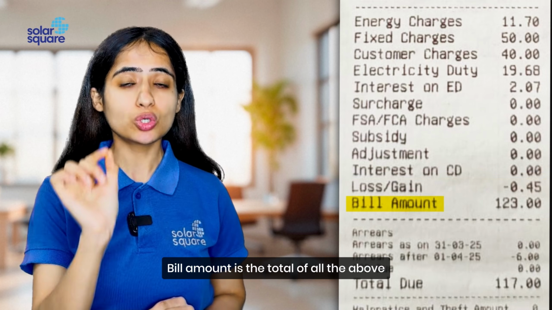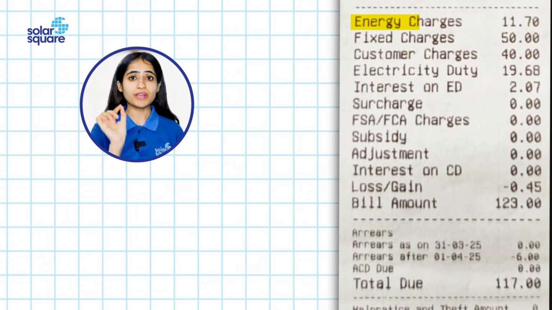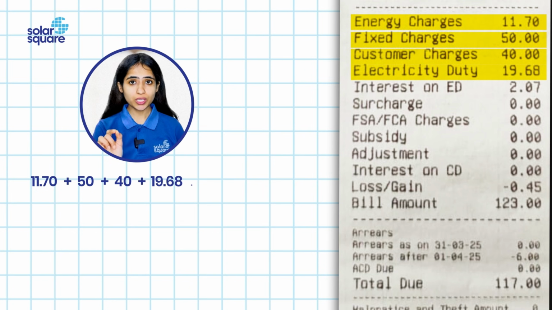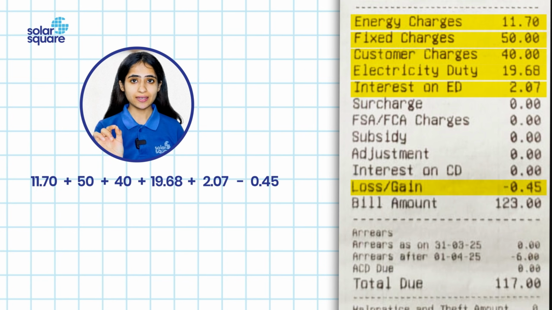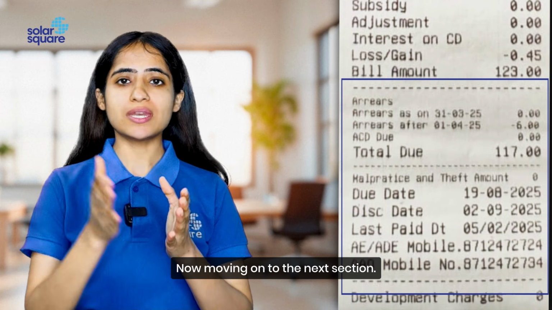Bill amount is the total of all the above mentioned charges in the section. So total of energy charges plus fixed charges plus customer charges plus electricity duty plus interest on electricity duty minus loss or gain gives a total bill amount of 123 rupees. Now moving on to the next section.